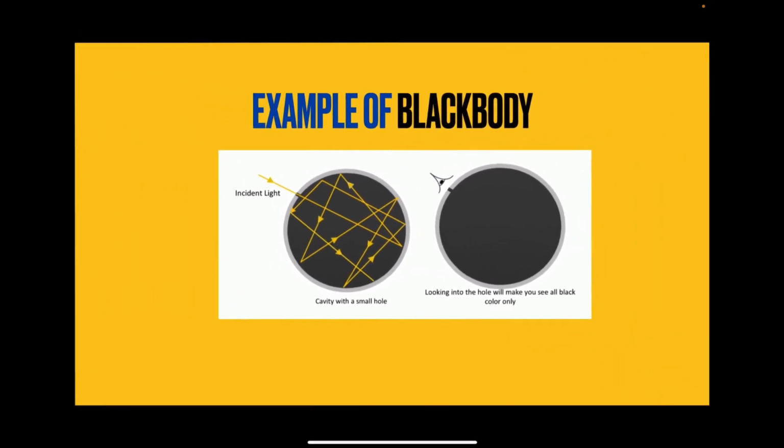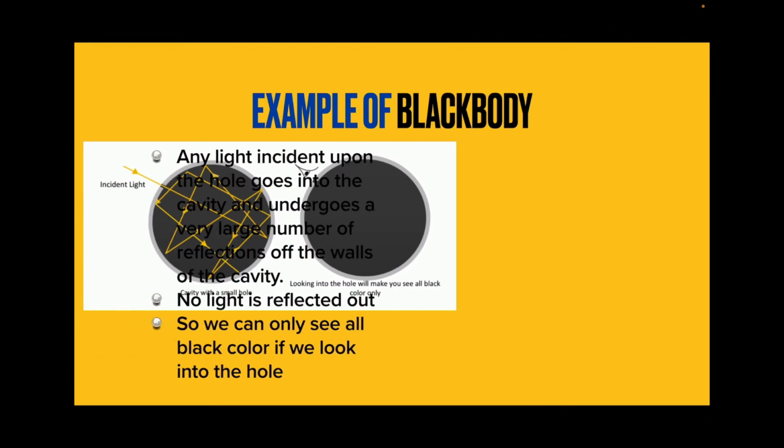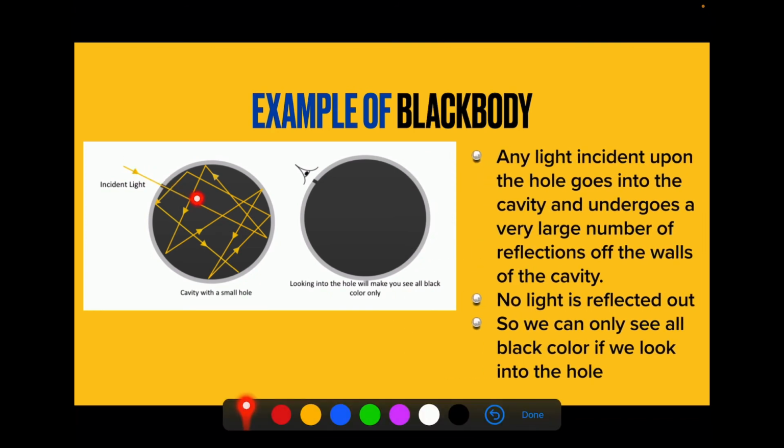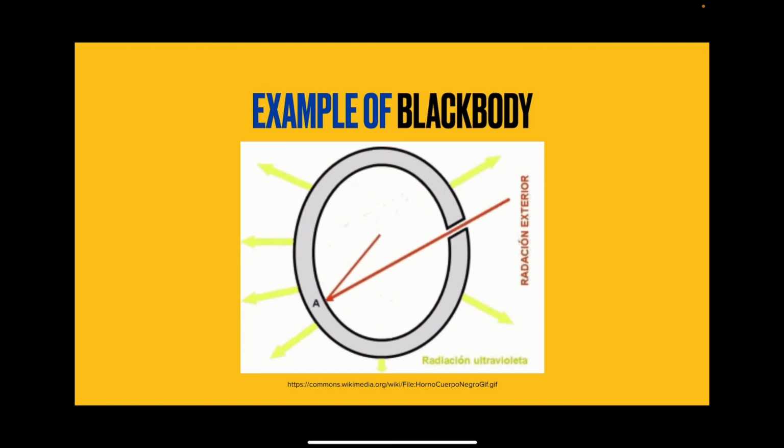Now let's look at this simple example of a black body. We can imagine a black body as a cavity with a small hole. Any light incident upon the hole goes into the cavity and undergoes a very large number of reflections off the walls of the cavity. No light is reflected out, so we can say that all the light has been absorbed by the walls of the cavity. So we can only see all black color if we look into the hole. This animation can help you to understand how light is absorbed by the wall of the cavity.